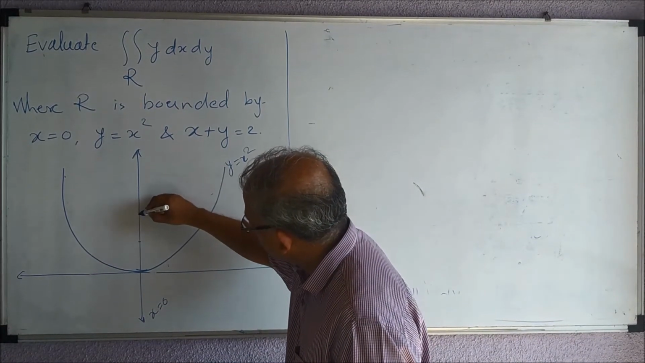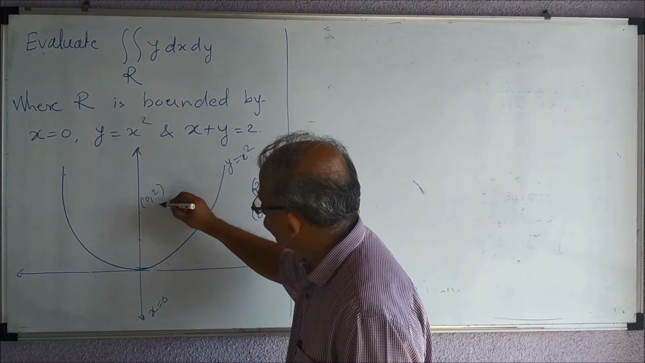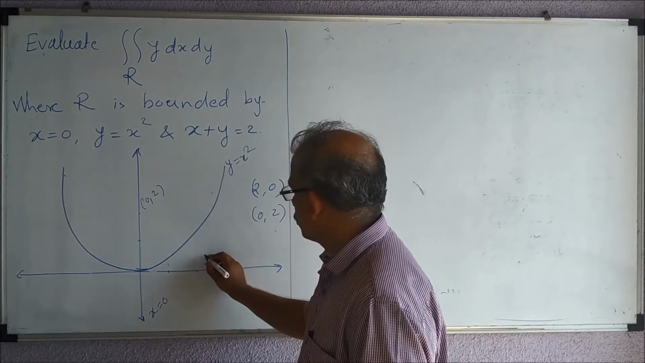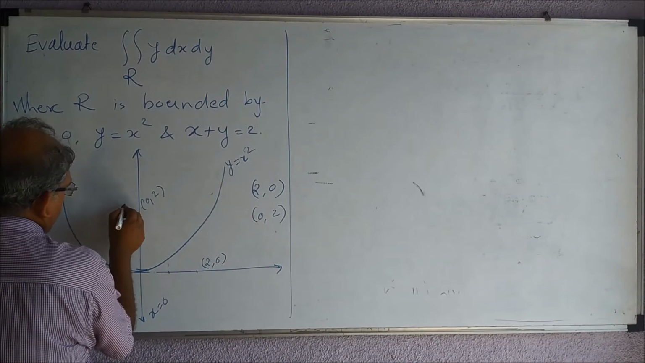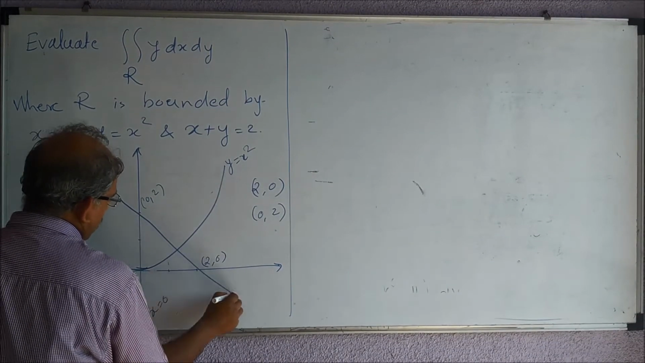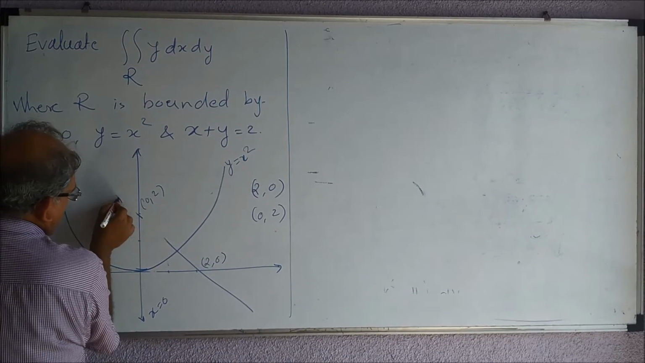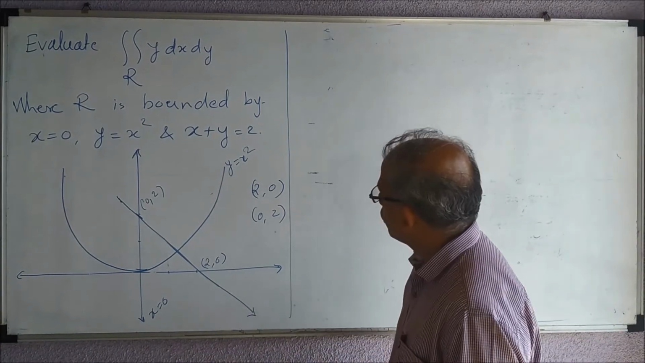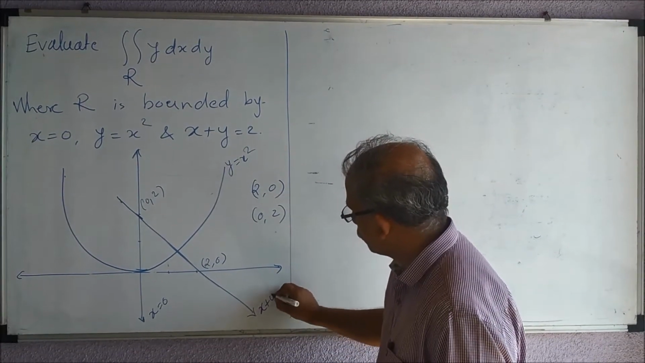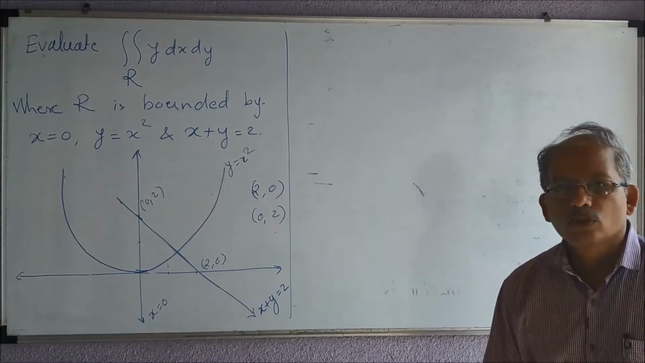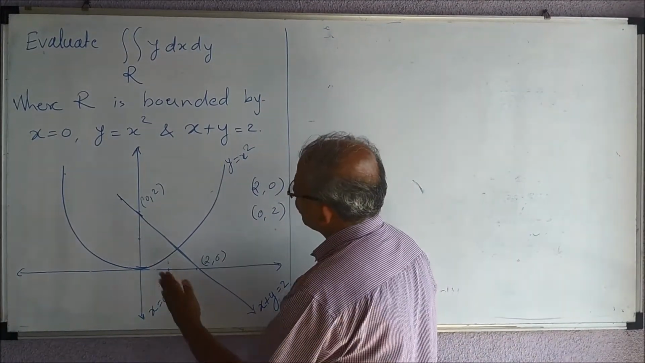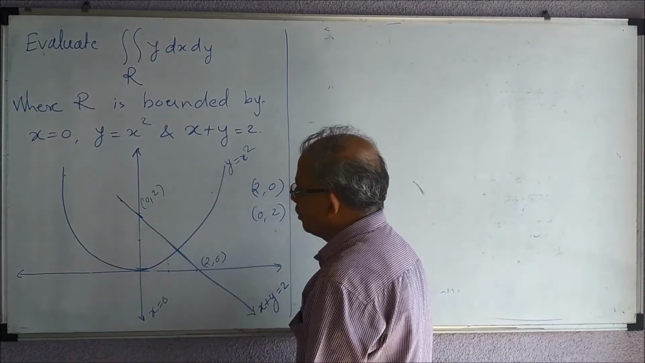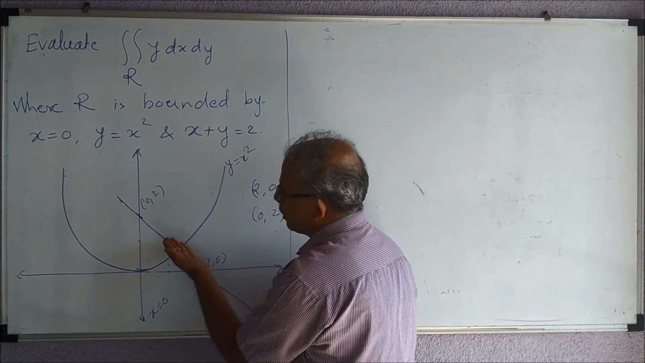So we will plot this. Suppose I take 1 over here, 2 over here, so this is 0 comma 2, and 1 over here, 2 over here, so this is 2 comma 0. So the line will be like this. This is the line x plus y equal to 2. Now see that our region is bounded by x equal to 0, the parabola and the line.